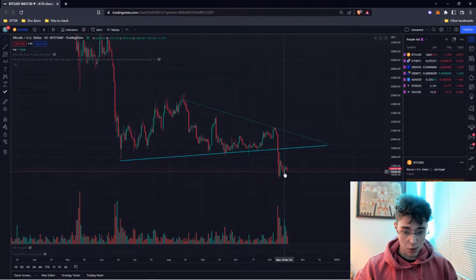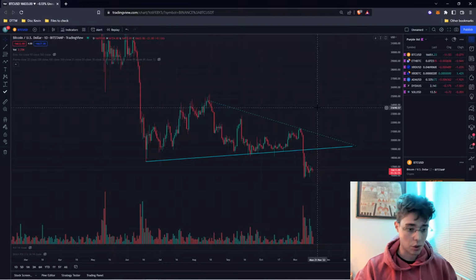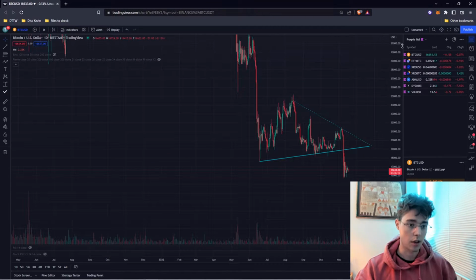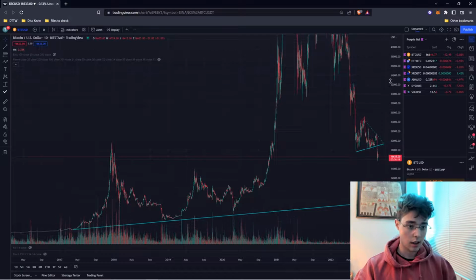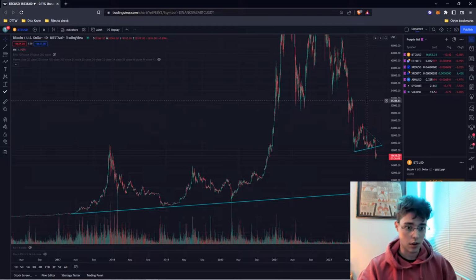Now, this will probably be our resistance if we do go up, but I want to show you something more important if we zoom out. Generally speaking, I want to go through this scenario first, and then we'll cover a couple other ones, and then we'll go into the rest of the market.